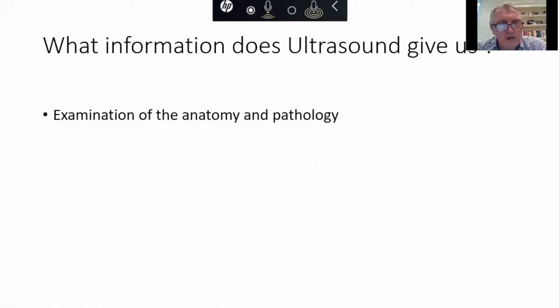So what we've got to ask is: what information does ultrasound give us? Really, it's examination of the anatomy and pathology. With a stethoscope, we listen to the anatomy and pathology, and with ultrasound, we visualize it. It's an adjunct to other imaging modalities, such as the chest X-ray. The chest X-ray is a two-dimensional image of a three-dimensional structure of the chest, and is a silhouette of the anatomy and pathology. Ultrasound just adds another dimension to that. I hope in this talk I'm going to give you an overview of that.